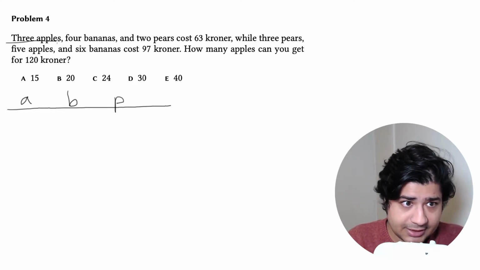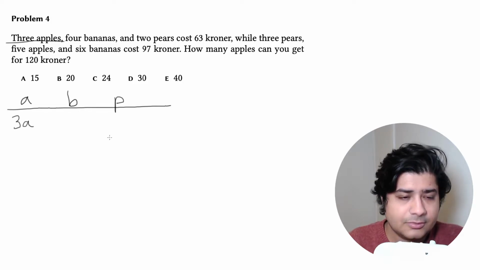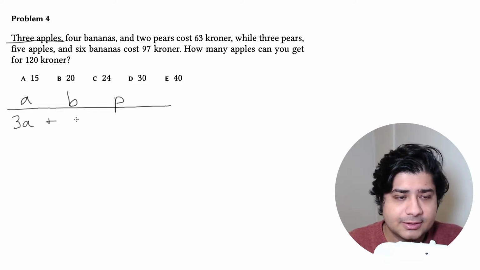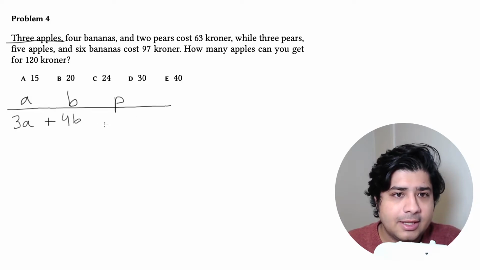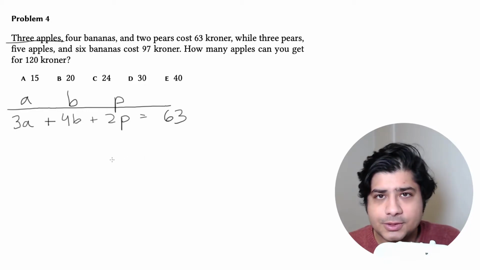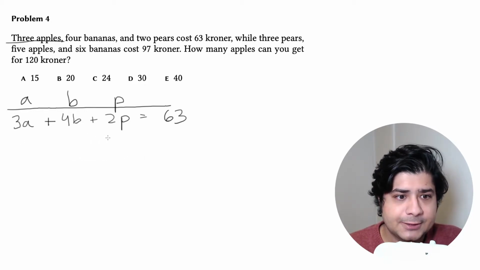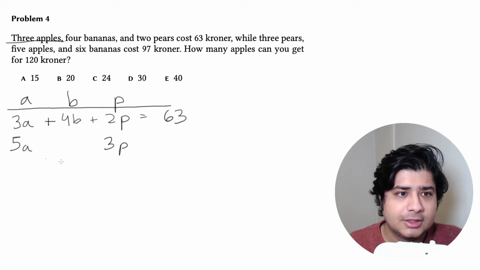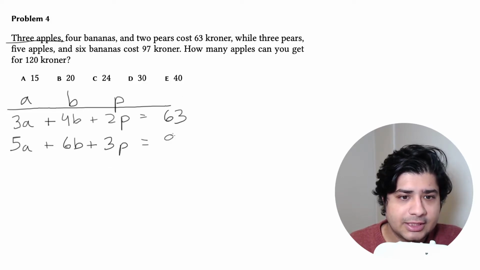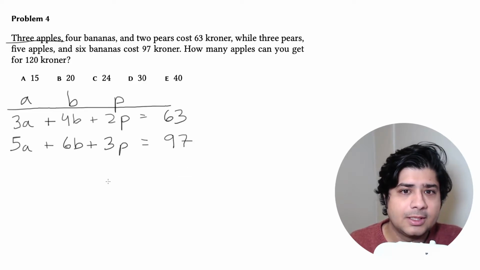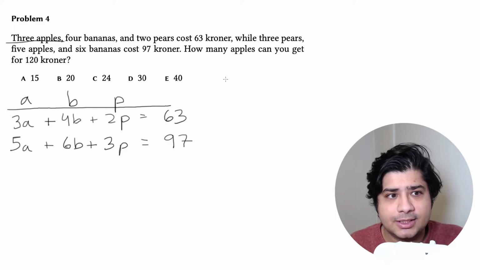So 3 apples, that's going to be 3A, and then plus 4 bananas, 4B, and then we have 2 pears, 2P, equals 63 kroners. And then we have 3 pears and 5 apples and 6 bananas. There we go. That equals 97 kroner. So, of course, how many apples can you get for 120 kroners?